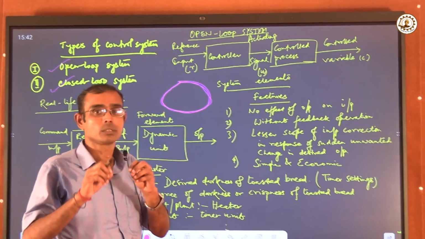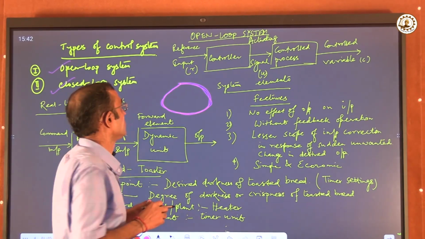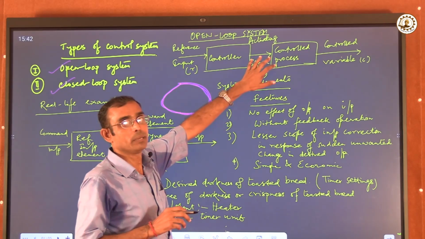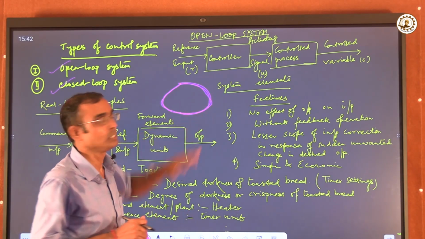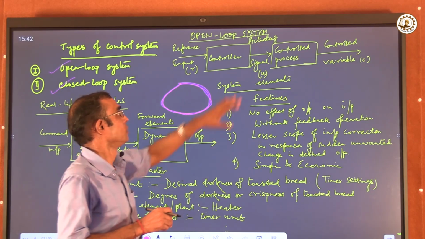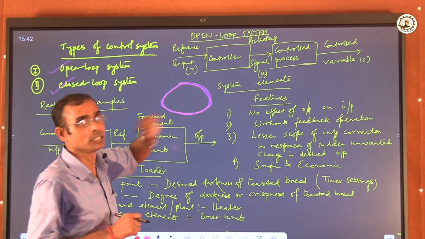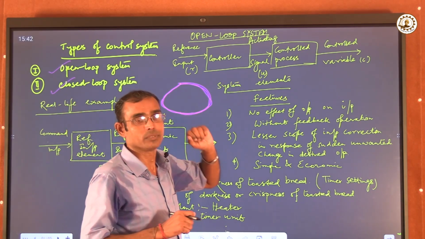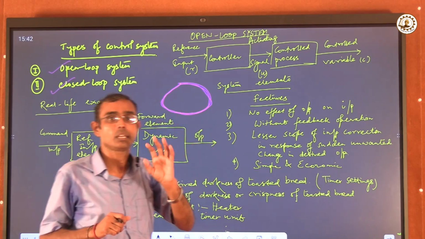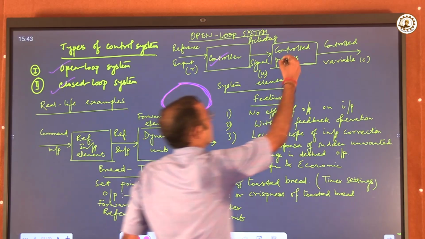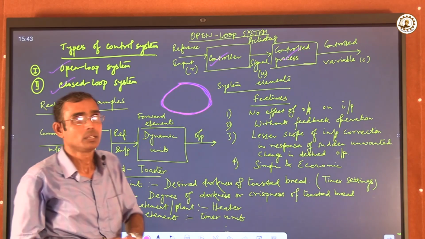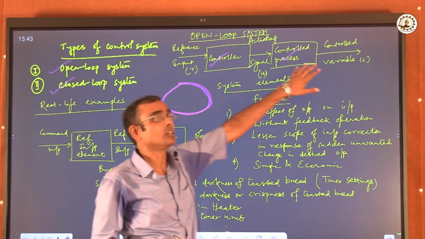So let us first focus on the open loop control system. This is the basic block diagram of the open loop control system, where I have shown the basic system elements comprising it. The two very essential elements to form an open loop control system are the controller and the controlled process.